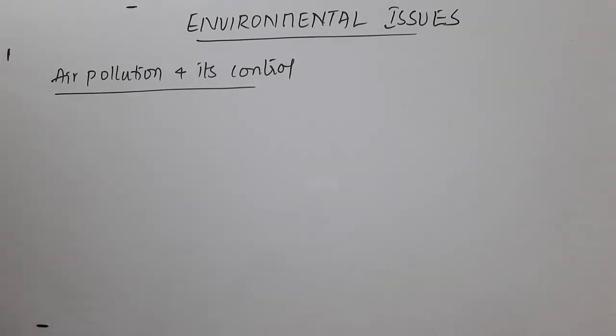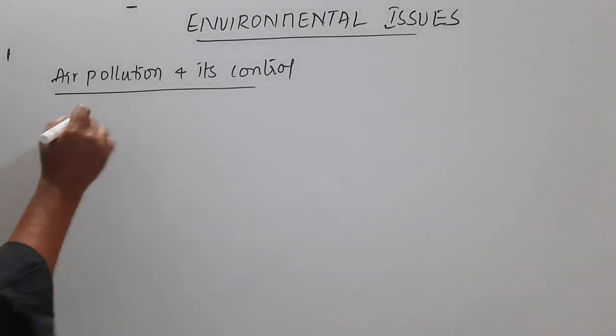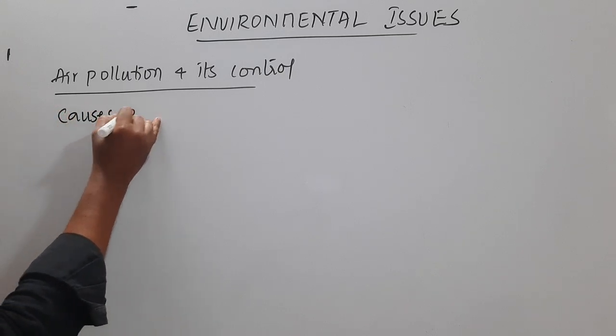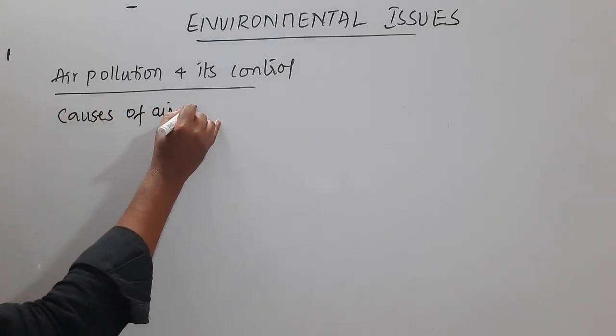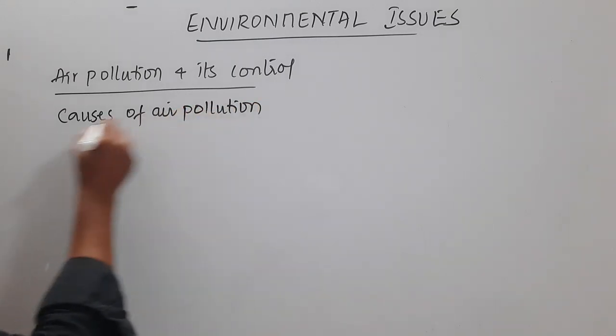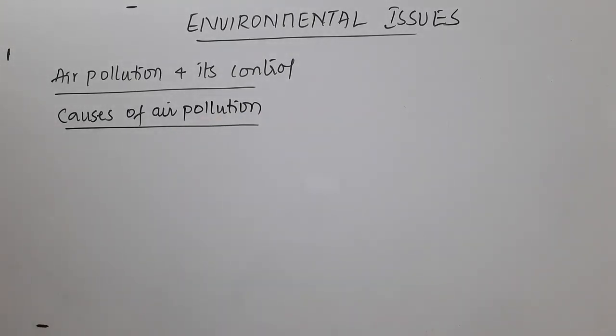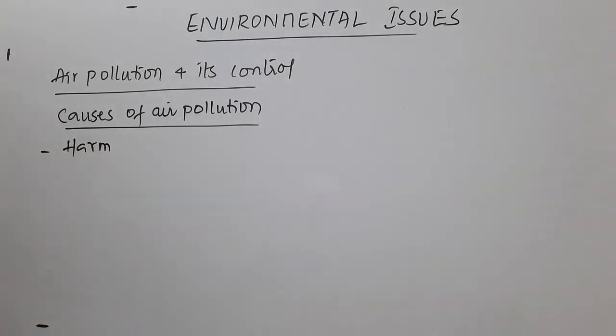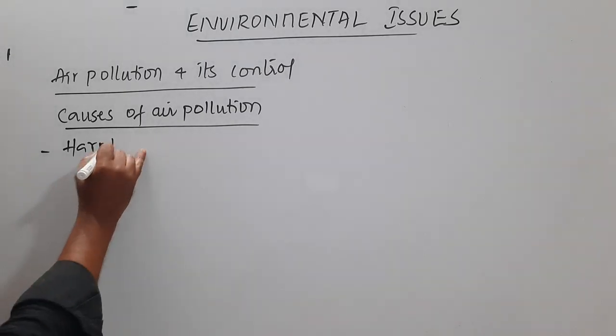Now let's begin with the first one, air pollution and its control. We'll see the first one, causes of air pollution. Right, now, there is harmful particulate matter.